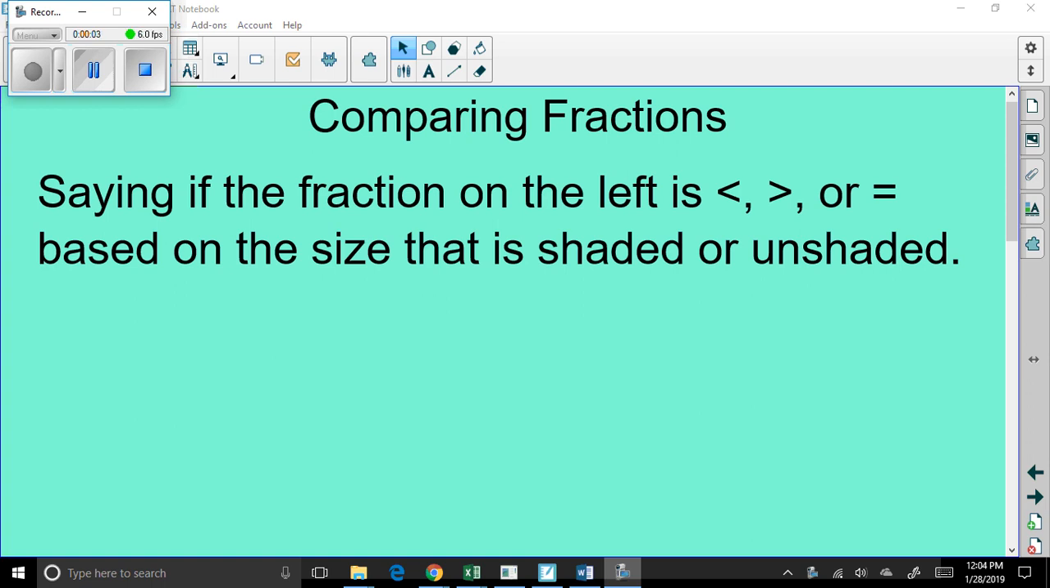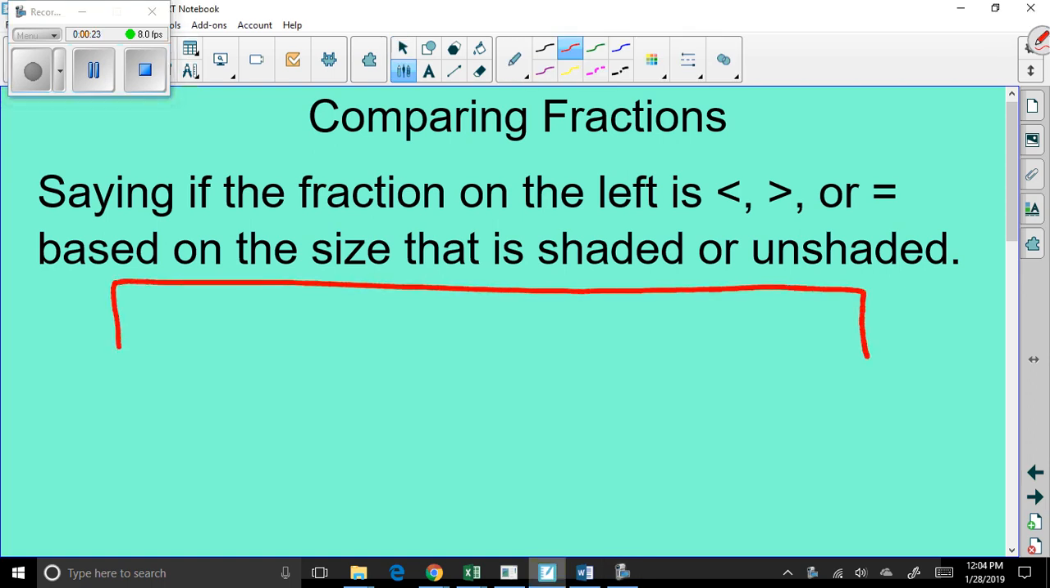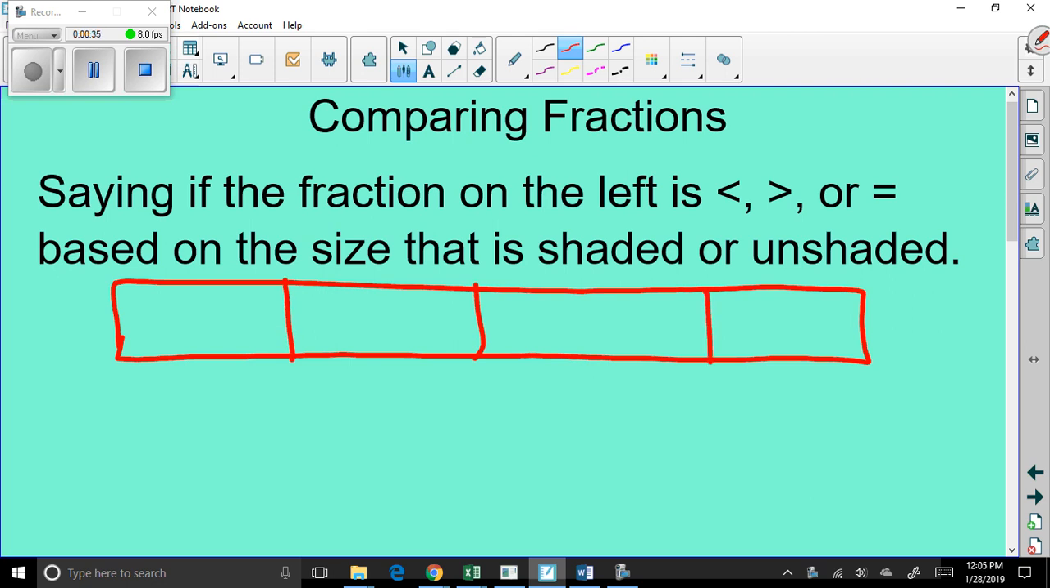Comparing fractions. Comparing fractions is saying if the fraction on the left is less than, greater than, or equal to the fraction on the right, based on the size that is shaded or unshaded. So for instance, I have two shapes, and one is divided into, let's say, fourths. This would be one fraction, and I'm going to call that 1/4.